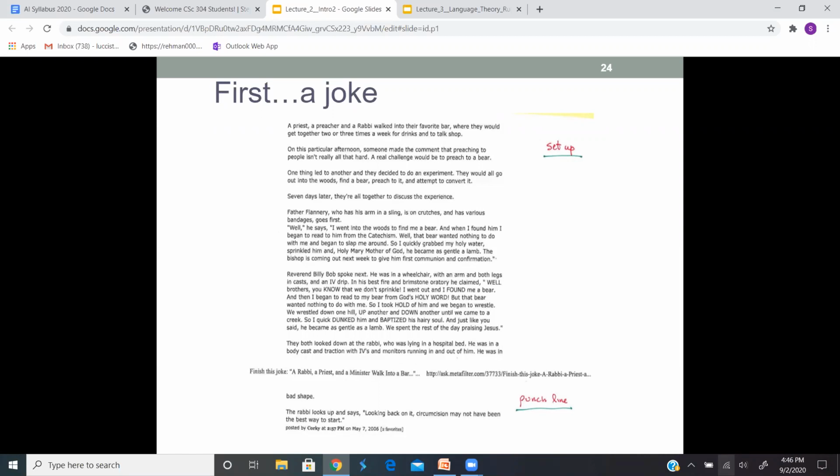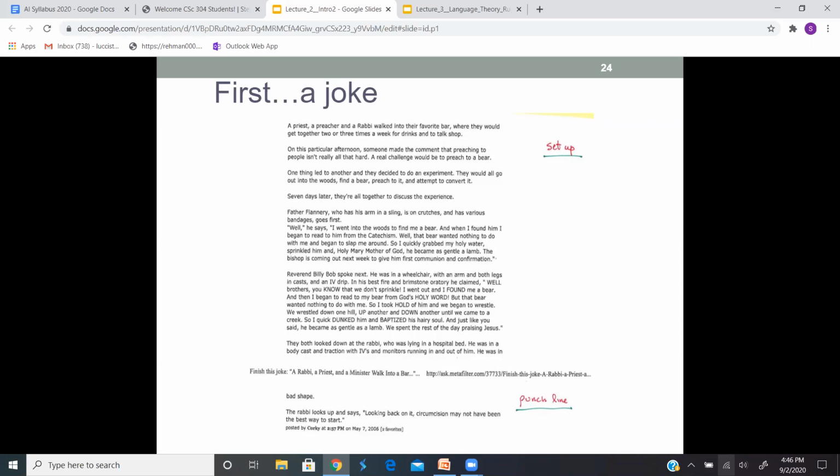Okay. Reverend Billy Bob, that's the Protestant guy, the preacher. In his best fire and brimstone oratory, he claimed, well, brothers, you know that we don't sprinkle. They don't have holy water, Protestants. I went out and I found me a bear. And then I began to read to my bear from God's holy word. But that bear wanted nothing to do with me. So I took hold of him and we began to wrestle. The preacher and the bear are fighting.